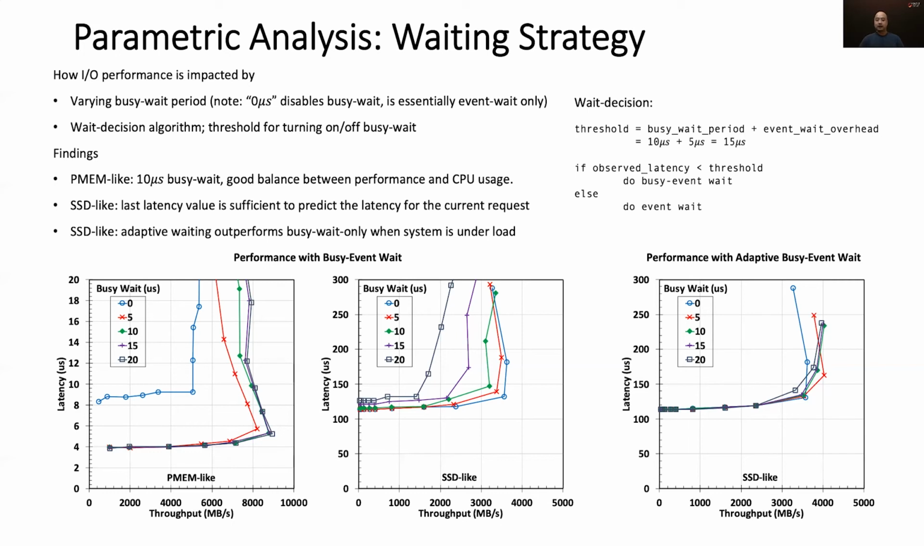Furthermore, SSD-like storage also performs better in adaptive waiting than with just event waits. The benefit is more apparent when the system is under load. And this is because when under heavy load, the daemon thread in adaptive waiting sometimes fetches a pending request sooner than the overhead of an event wait.